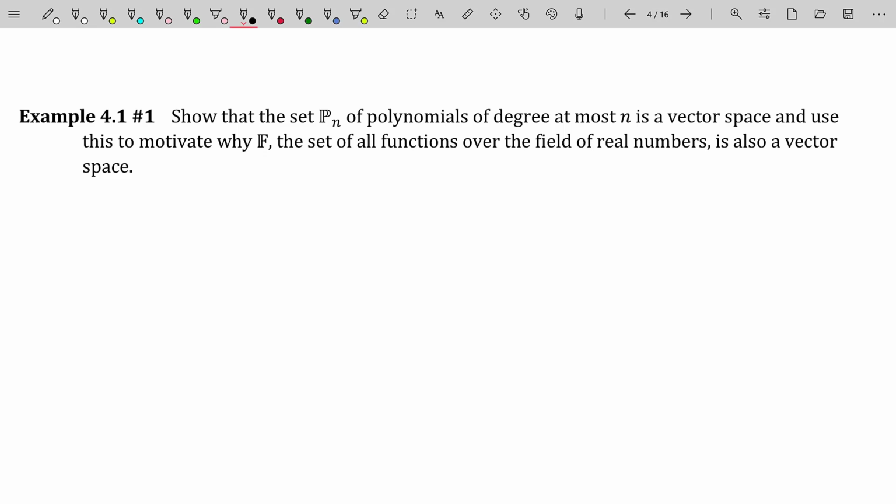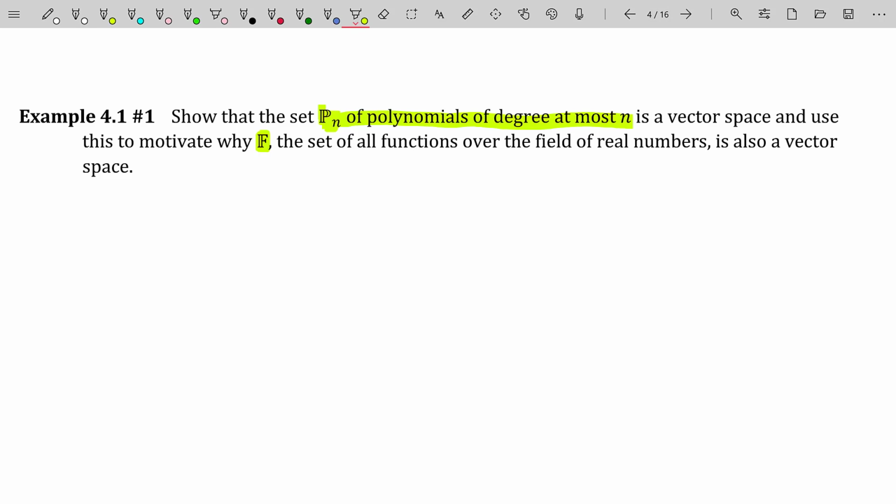Show that the set P sub n, which is a set of polynomials of degree at most n, is a vector space. And then use this to motivate why the set F, which is a set of all functions over the field of real numbers, is also a vector space. Now there's a lot to digest here.